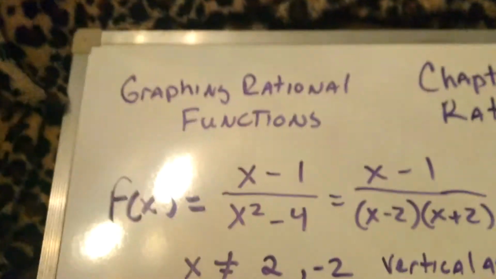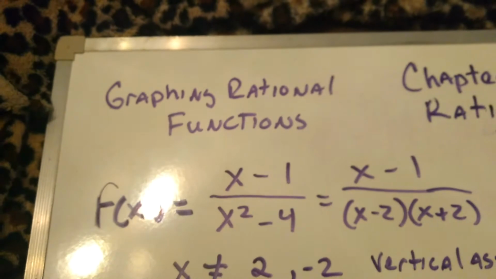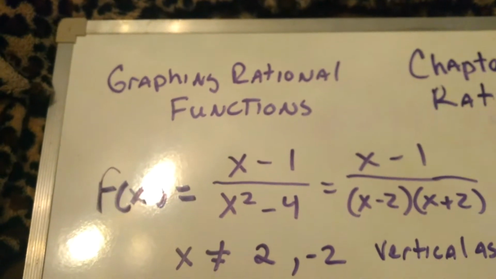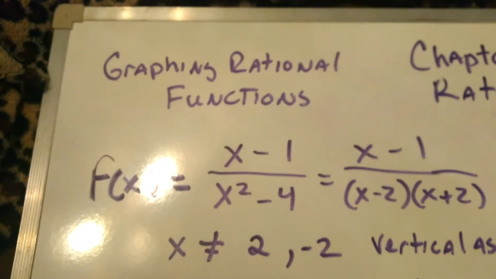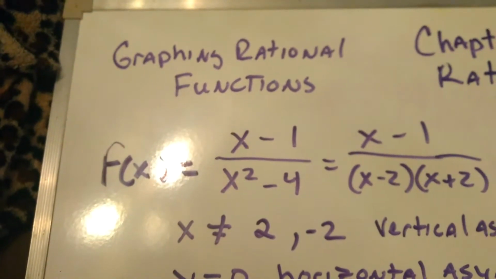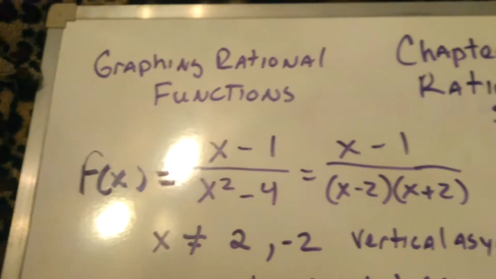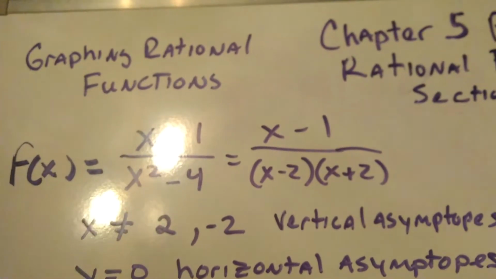So when we graph a rational function, first of all, we want to check the denominator and the numerator and see if we can factor it. In this particular example, and incidentally, this is example 1 in section 4, you can't factor the top, but you can factor the bottom. The bottom is a difference of squares, so it factors into x minus 2, x plus 2.